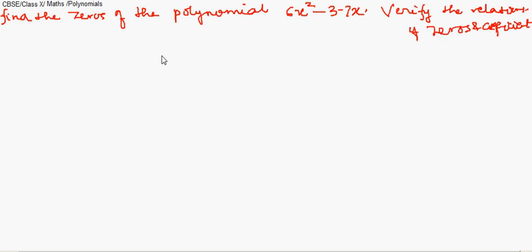I might not be doing the whole question, I will just guide you through how to go for it. First let me arrange this as 6x square minus 7x minus 3. To find the zeros of the polynomial, we have to first factorize it. How do we factorize it? 6 times 3 is 18, I need two numbers that give 18 and 7 in between, so it gives me 2 and 9: 6x square minus 9x plus 2x minus 3.